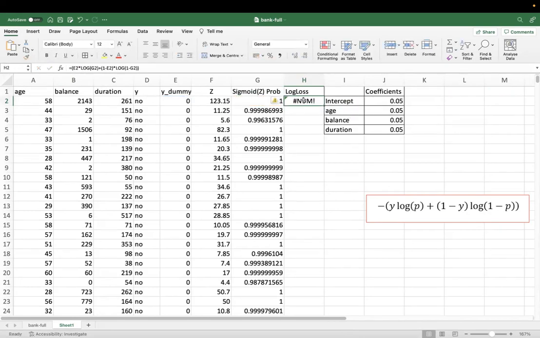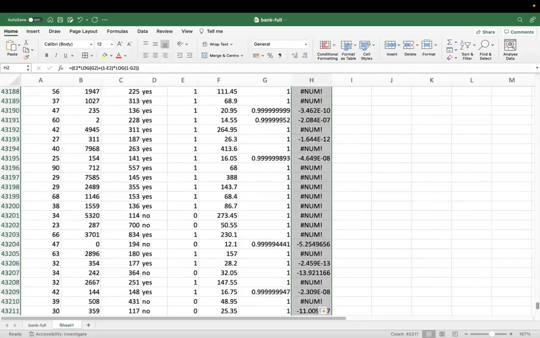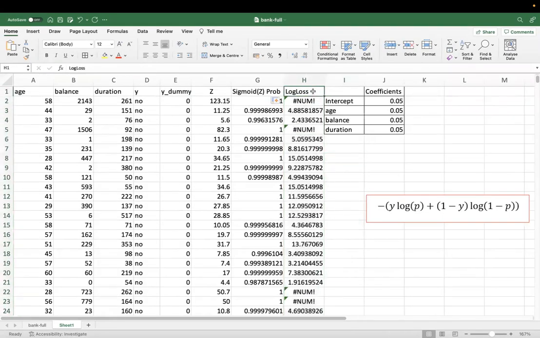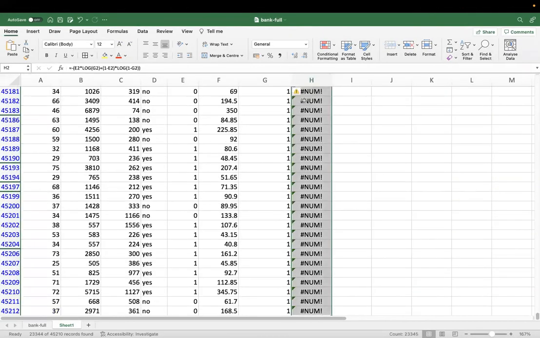So we got a number error. We got many number errors. How many number errors did we get? Let me just check. There are many number errors. 23,000.